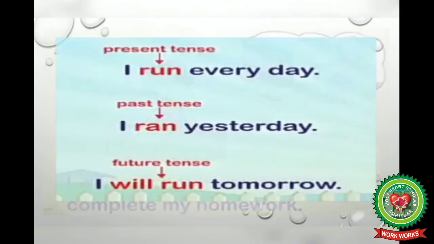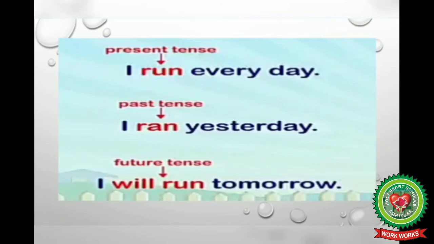Now look at these sentences. I run every day. Every day in a sentence indicates that it is a habit of a person, and verb run is in present form, so it is your present tense. Second, I ran yesterday. Yesterday in a sentence indicates that an action happened in the past, and verb ran is in past form, so it is your past tense.